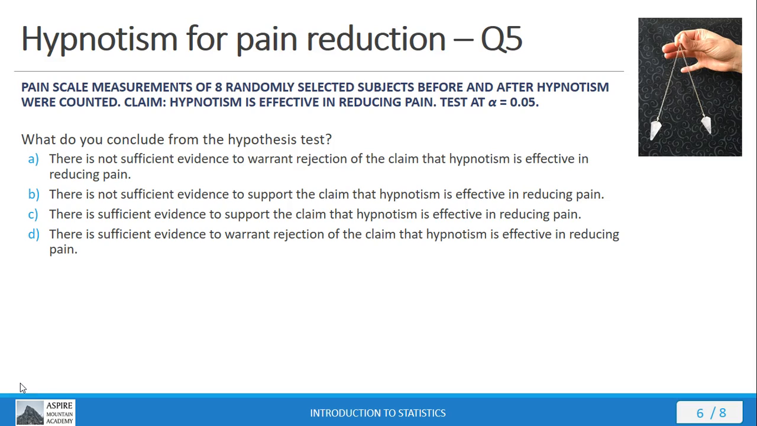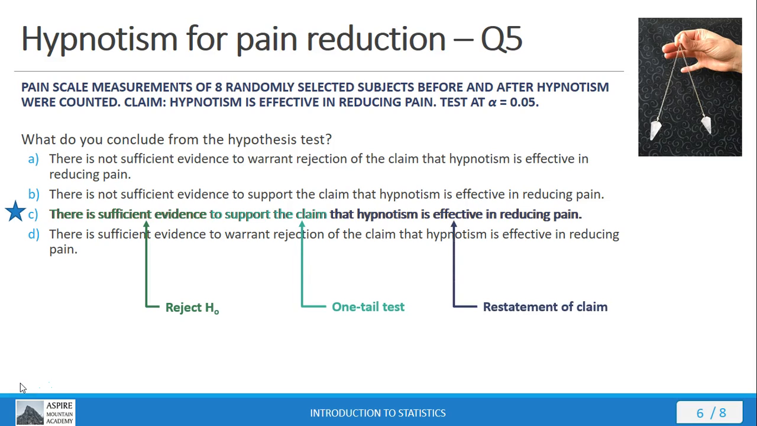So here the actual answer we're looking for is answer option C. Notice where each part of the right answer comes from. We rejected the null hypothesis, therefore there is sufficient evidence. We have a one-tailed test, therefore we're going to support the claim, and the rest of the statement is just a rehash of the claim itself.